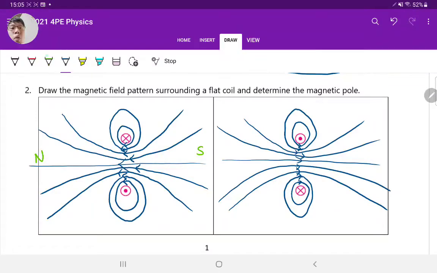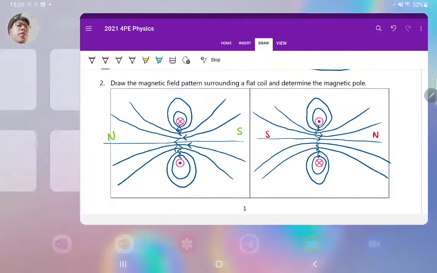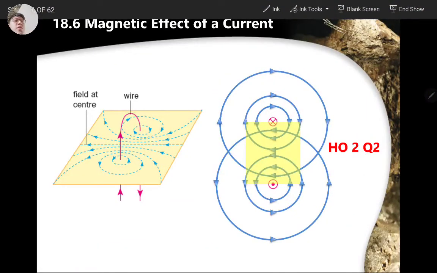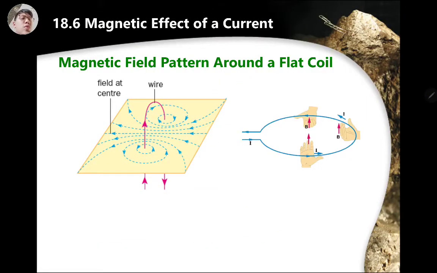Okay, and then the poles for this one, right in red, this is going to be the north pole, and this is going to be the south pole, because you consider this as a magnet, and all the magnetic field lines are pointing towards the north. Okay, so I hope that was clear. So this is what it looks like for a single coil.